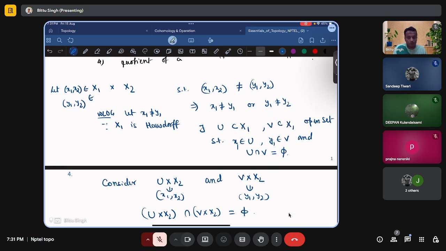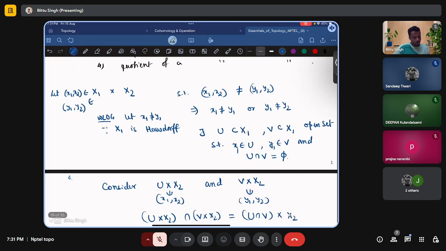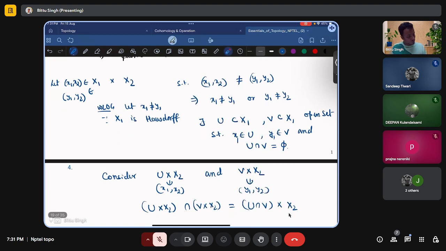Because intersection commutes with product, this is the same as (U intersection V) cross (X2 intersection X2), which is X2 itself. Note also that this is open in the product topology by definition: one component is an open set and the others are X2, so it must be open in the product topology.